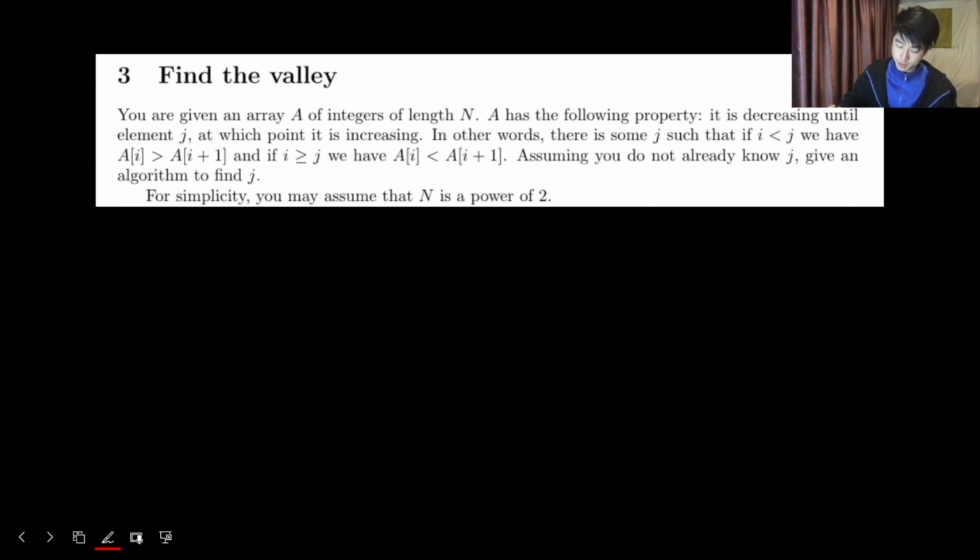So you're given an array of integers of length n. It's decreasing until one element, the value, and after that point it's increasing. This essentially just tells you that it's strictly decreasing before and strictly increasing after.